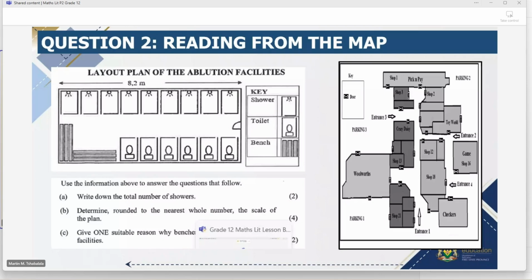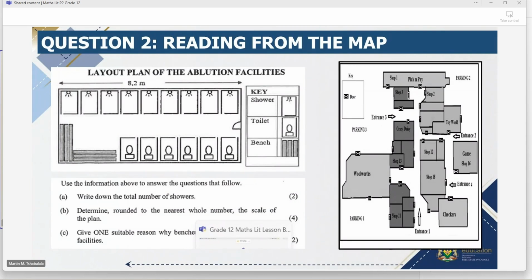Write down the total number of showers in this case. You just literally count 1, 2, 3, 4, 5, 6, 7, 8, 9. It has been given to you, the showers, the circle and something like the water coming out. 1, 2, 3, 4, 5, 6, 7, 8, 9. You write 9 showers. That is your answer.